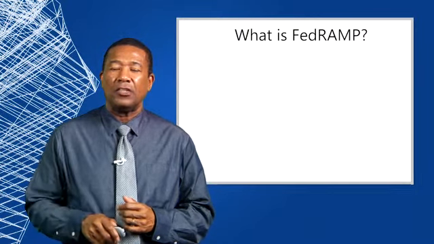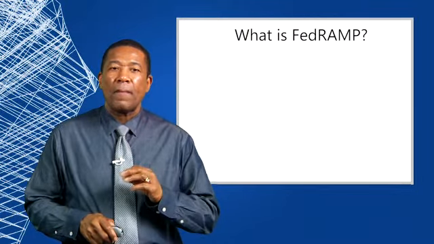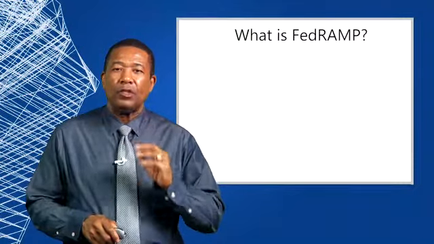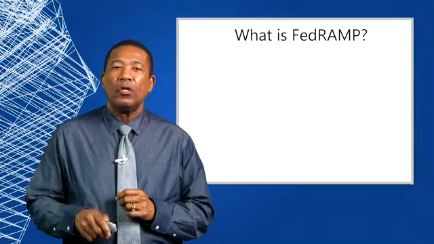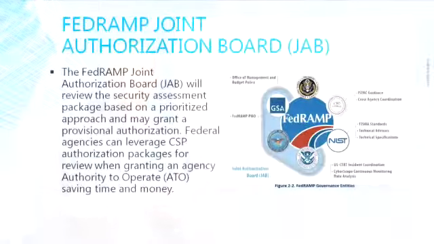security authorization process. The FedRAMP Joint Authorization Board will review the security assessment package based on a prioritized approach, and it may grant a provisional authorization. Federal agencies can leverage cloud service provider authorization packages for review when granting an agency ATO. This saves both time and money.